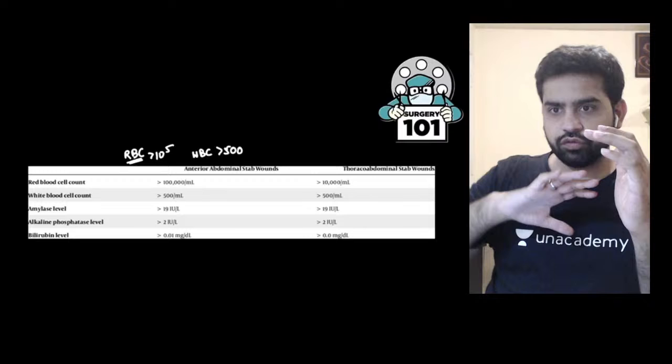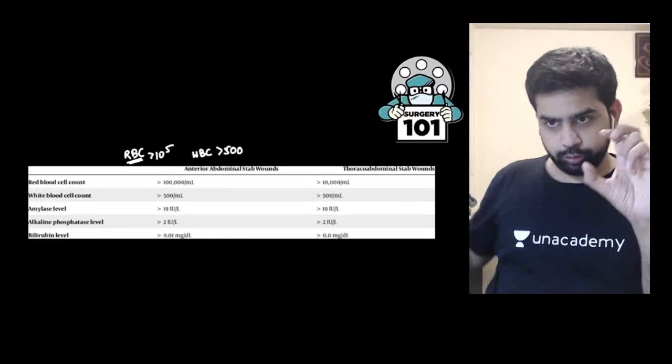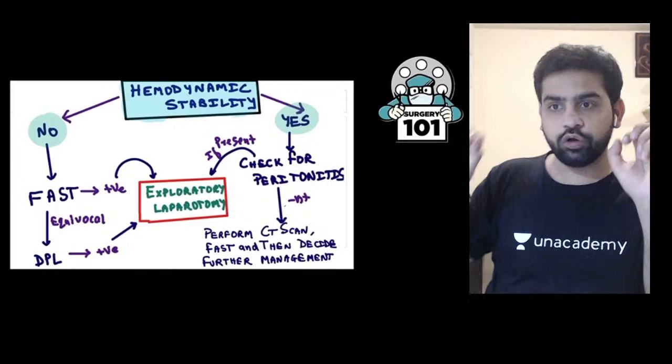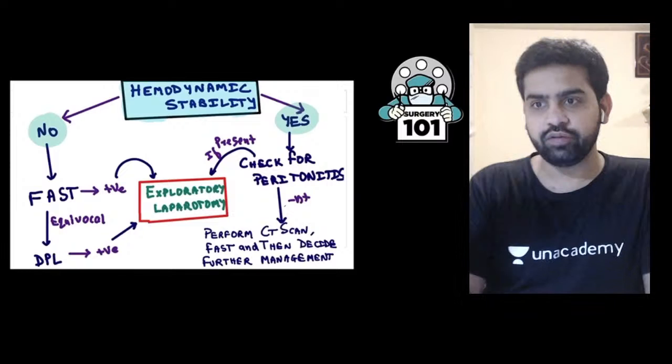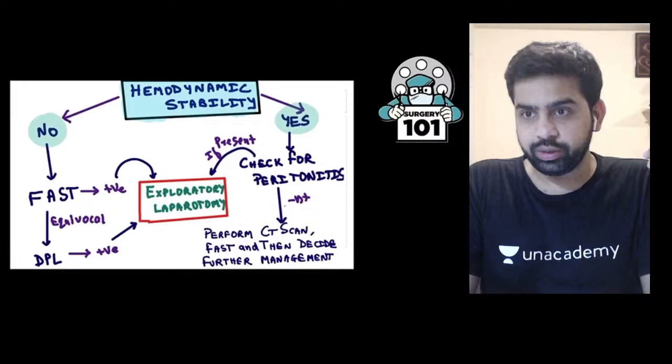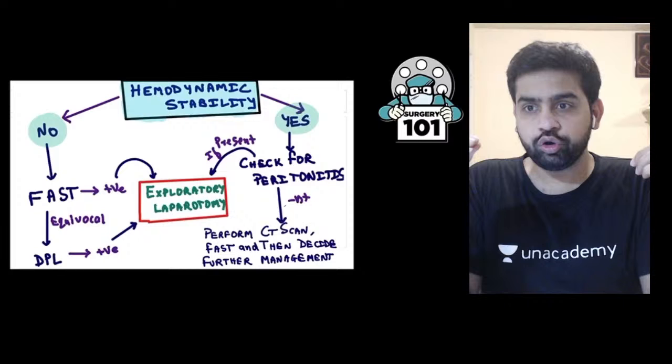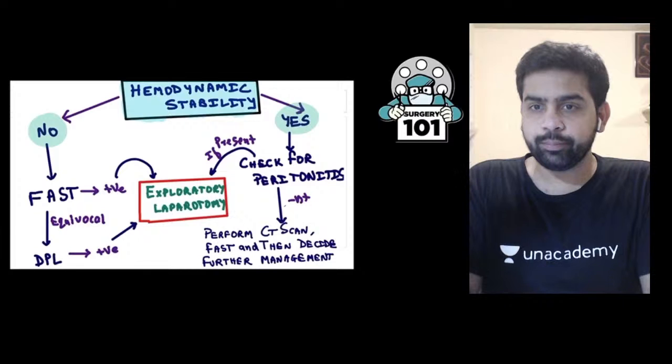So we are done with the two basic terminologies. Now let us talk in detail about the management protocol for blunt abdominal trauma. This is very, very important. Let's say you go to a casualty and there is a patient with a blunt abdominal trauma. What is the first thing you want to look for? You want to look for the hemodynamic stability of this patient.